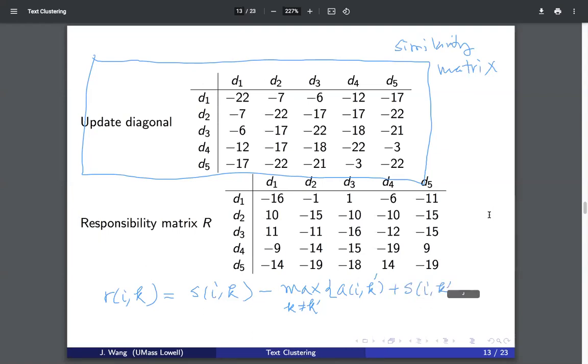SIK prime. So basically, you fix a row, right? So this is row I. And then you look for the other value, which is not the current K, and see which one is larger, and then you subtract that. Now let's look at this one.